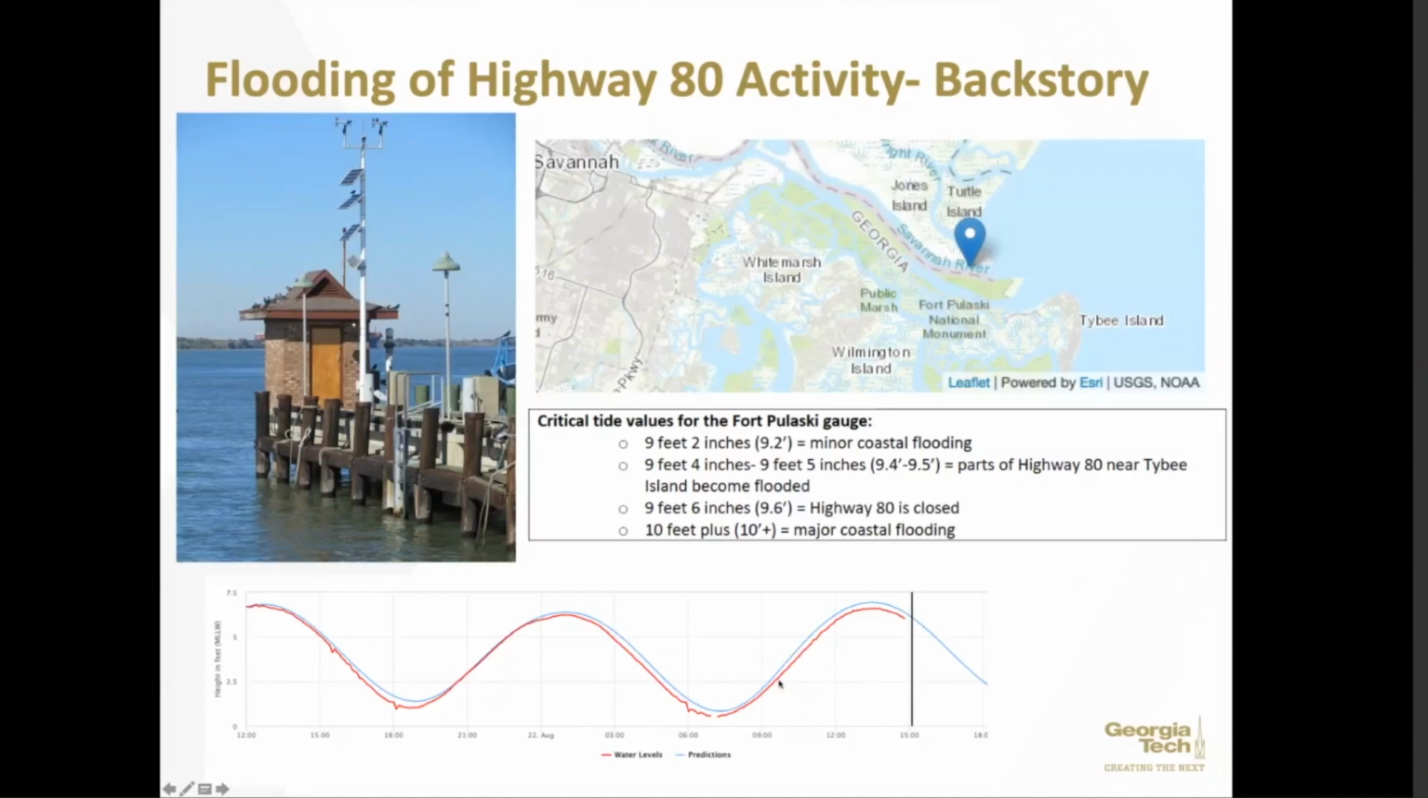The Fort Pulaski tide gauge monitors high and low tides along the Savannah River right near Highway 80, recording approximately 2 high tides and 2 low tides each day. So this gauge is used to determine flooding along the highway. As you can see on the slide, there are critical tide values for the gauge, and if the water rises to 9 feet 6 inches, then the highway would be closed. Students also learn about GDOT's planned road improvements and how they might decrease road closures.